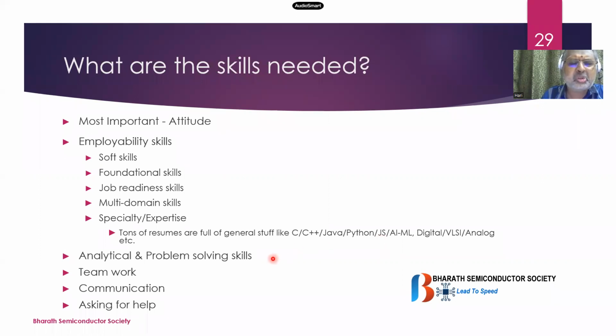Analytical and problem solving is extremely important. You have to solve problems which are not happening in academics today. You have to build systems. You have to solve problems. You have to analyze. You should know how to debug. Debugging skills cannot be skipped. You have to know how to debug your circuit or debug your software also, right? They're extremely important skills you need to develop, right?